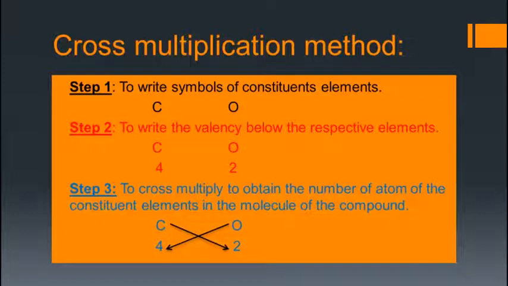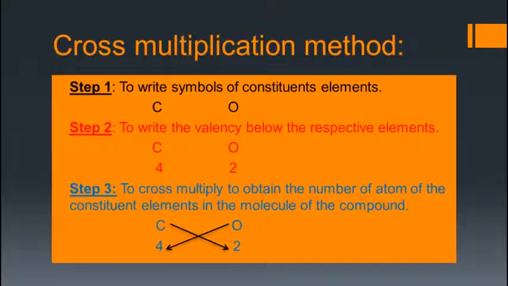Now in this, certain steps are given to us. Step number 1: first is to write the symbols of the constituent elements. So here the constituent elements are carbon and oxygen. Step 2: write the valency below the respective element. So the valency for carbon is 4 and for oxygen it is 2. So we have to write the valency below the constituent elements.